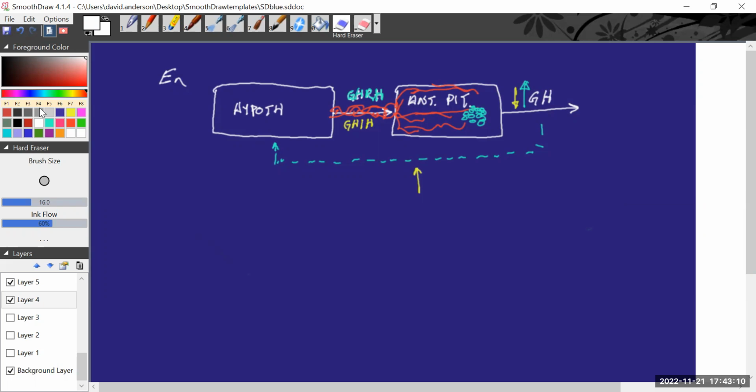So we can change growth hormone and put thyroid stimulating hormone in there. We could put ACTH in there. We could put prolactin in there. The concept will be the same.